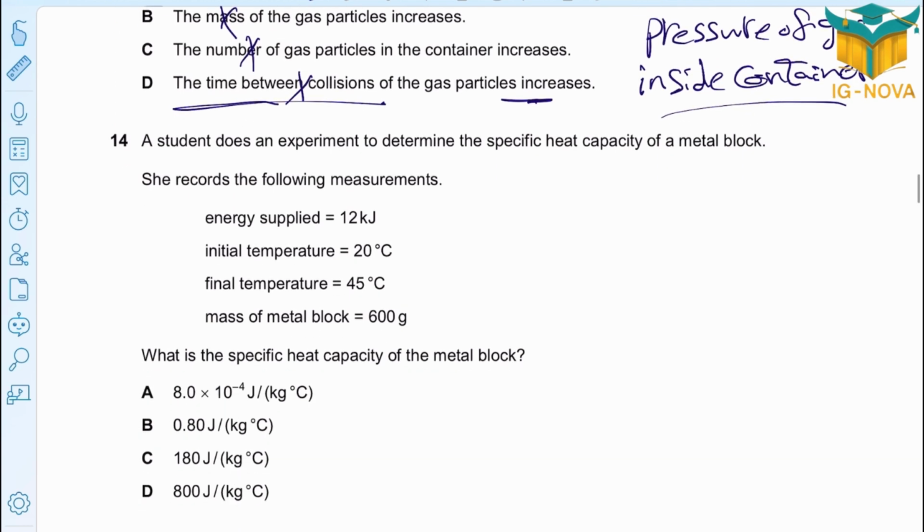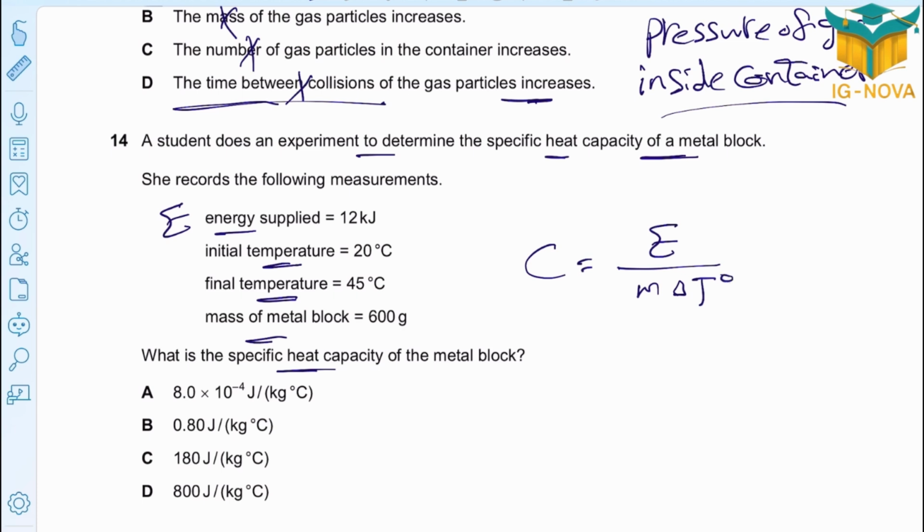Question 14. A student does an experiment to determine the specific heat capacity of a metal block. She records the following measurements. Here is the energy, initial temperature, final temperature, and mass. What is the specific heat capacity? The specific heat capacity, C, equals the amount of energy over mass times delta T, the change in temperature. What is the change in temperature from initial 20 to 45? It's 45 minus 20, it's 25 degrees.